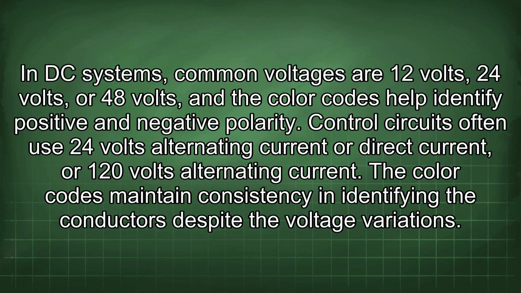In DC systems, common voltages are 12 volts, 24 volts, or 48 volts. And the color codes help identify positive and negative polarity. Control circuits often use 24 volts alternating current or direct current, or 120 volts alternating current. The color codes maintain consistency in identifying the conductors despite the voltage variations.